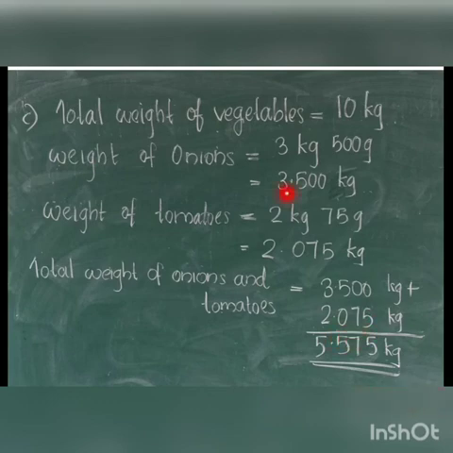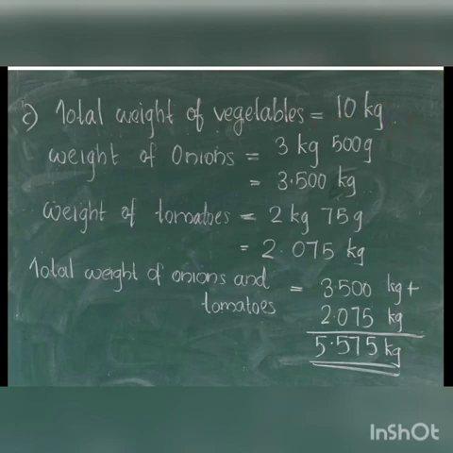This conversion into decimal number: here one is given in kilogram and one is given in gram. This gram we converted into kilogram. 1 gram is equal to 1 by 1000 kilogram. The conversion and all we have taken in class very clearly. So we got the total weight of onions and tomato. What is that? 5.575. And the total weight of vegetables is 10 kg.